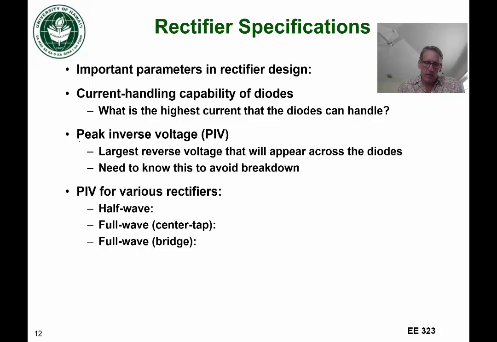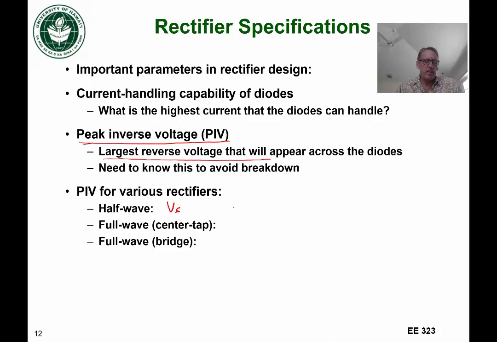The other important specification is called the peak inverse voltage. And what you'll see in these diodes is that while some of the diodes turn on, the others are reverse biased. And so this peak inverse voltage is the largest reverse voltage that can appear across the diode without breaking it down. And if you go back and look through the previous rectifiers we looked at, the half wave has a peak inverse voltage of Vs.